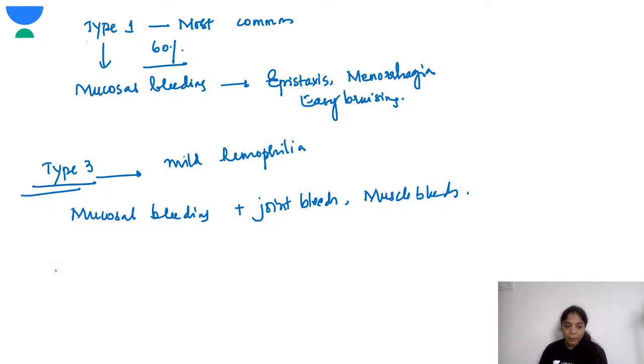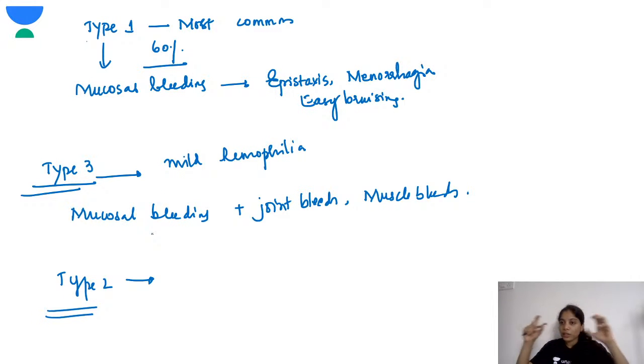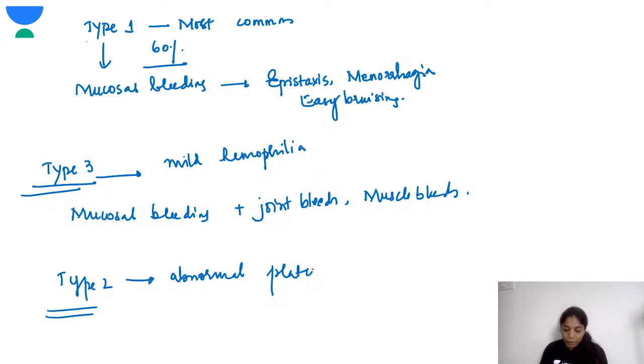So in type 2, what happens? The presentation is similar. There will be mucosal bleed and all that. Von Willebrand factor is a multimeric glycoprotein, meaning it has different dimensions, and that is not maintained in type 2. That is the reason there is abnormal platelet binding, because the quality of the von Willebrand factor is not good. Over here, this you have to keep in mind.